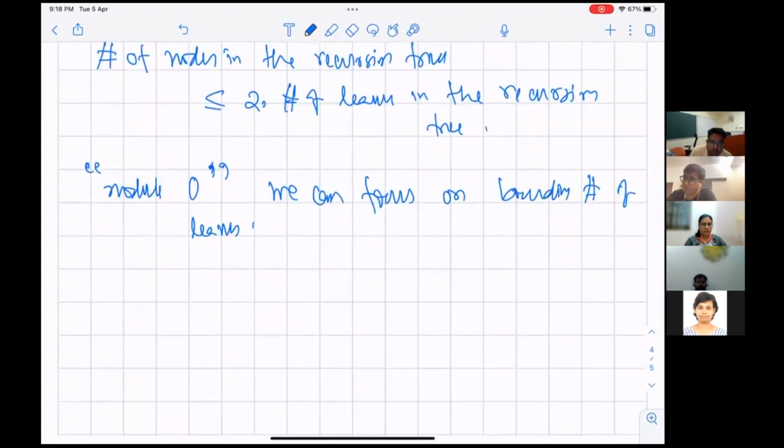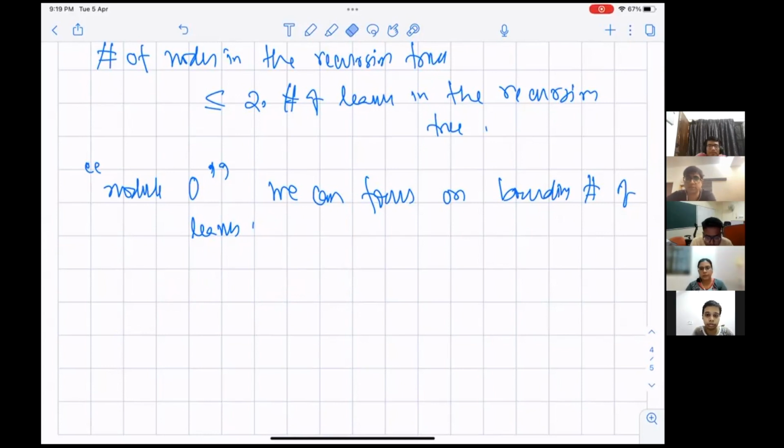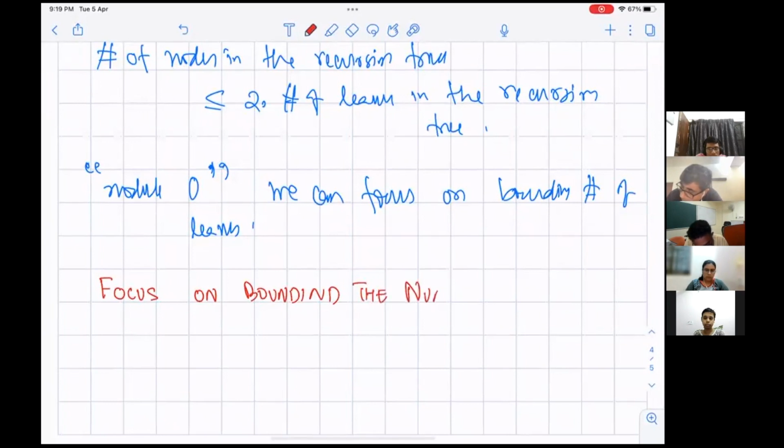Suppose I bounded the number of leaves by 3 to the power k. So the total number is 2 times 3 to the power k. If I write big O of 3^k, does it matter what the constant is here? No. This is what I mean by modulo big O notation. We can concentrate on bounding the number of leaves rather than the number of nodes in the tree itself. Is this fine with everybody? Yes? Then please put +1. Let's follow our essential agreement. So this is why we always focus on bounding the number of leaves.